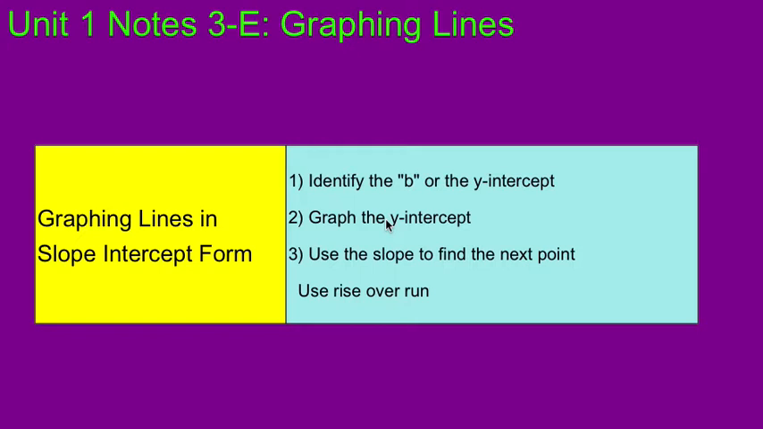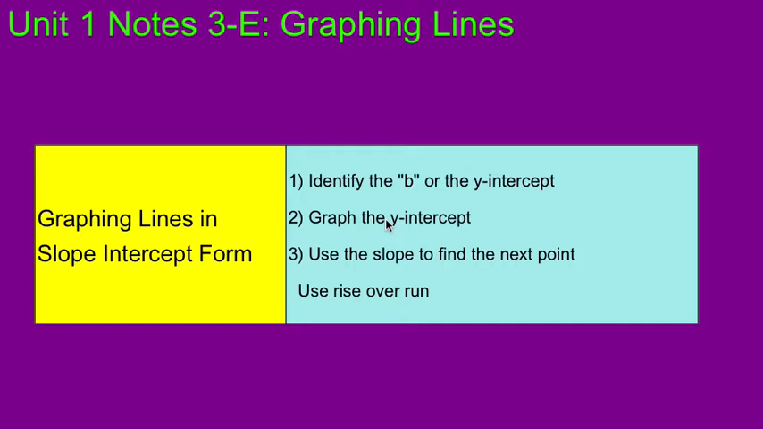Okay, and after that you're going to graph it on the y-axis. Now remember that the y-axis is the one that goes up and down. So after you've done that, you're going to use the slope. Remember, the slope is what's being multiplied by the x, and that's going to be your rise over run. So you're going to go up however many and over however many.